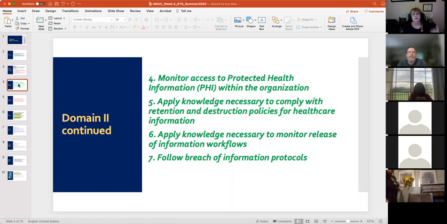Also, checking the records to find out if people who shouldn't be looking at patient records are looking at patient records. One of the best examples in real life that we have of that, it happened many years ago, but it's still a really good example.